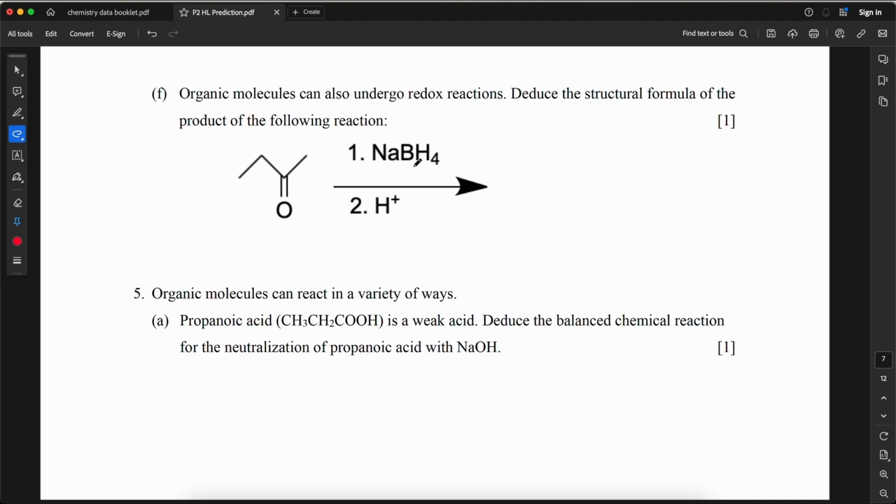NaBH4 is for reduction. So ketone, when it is reduced, becomes a secondary alcohol, because secondary alcohol, when it is oxidized, produces ketone. So the structural formula of the product would be like this, and this would be OH. There is H right here.